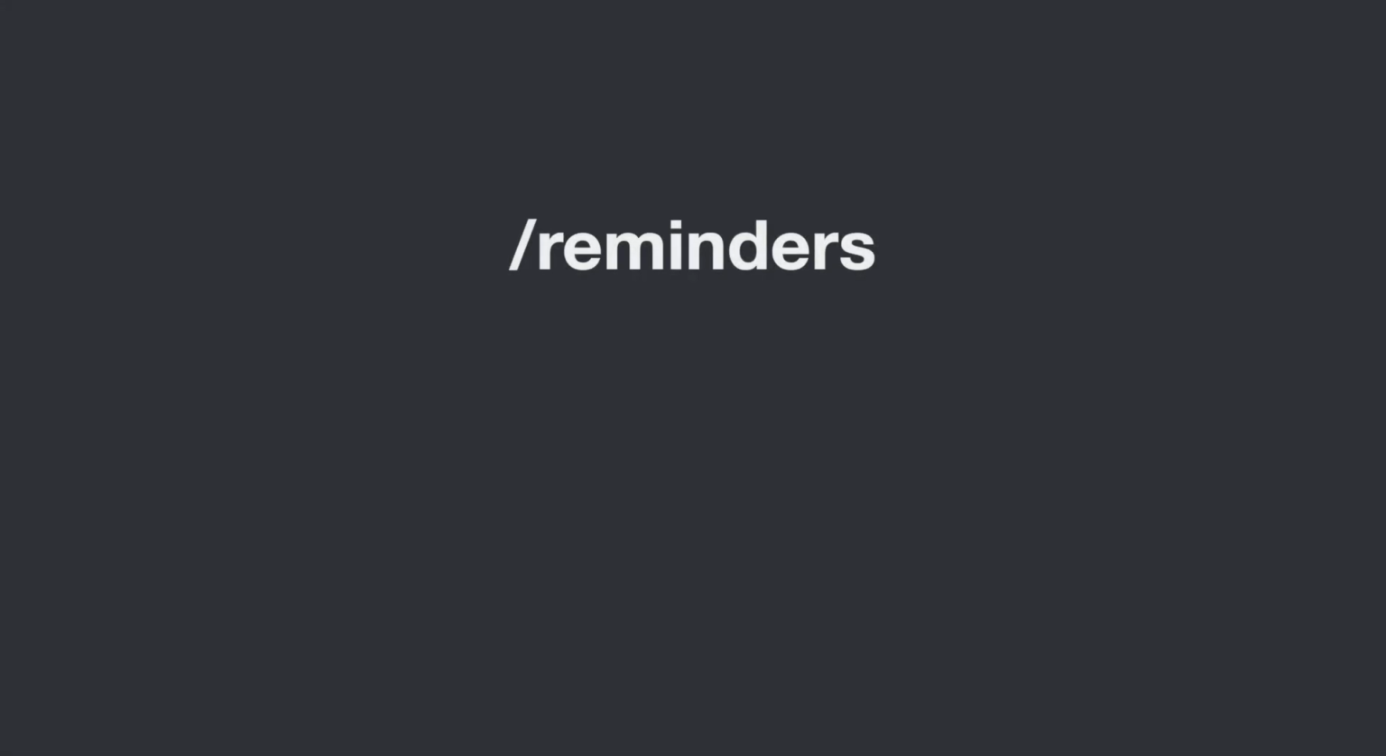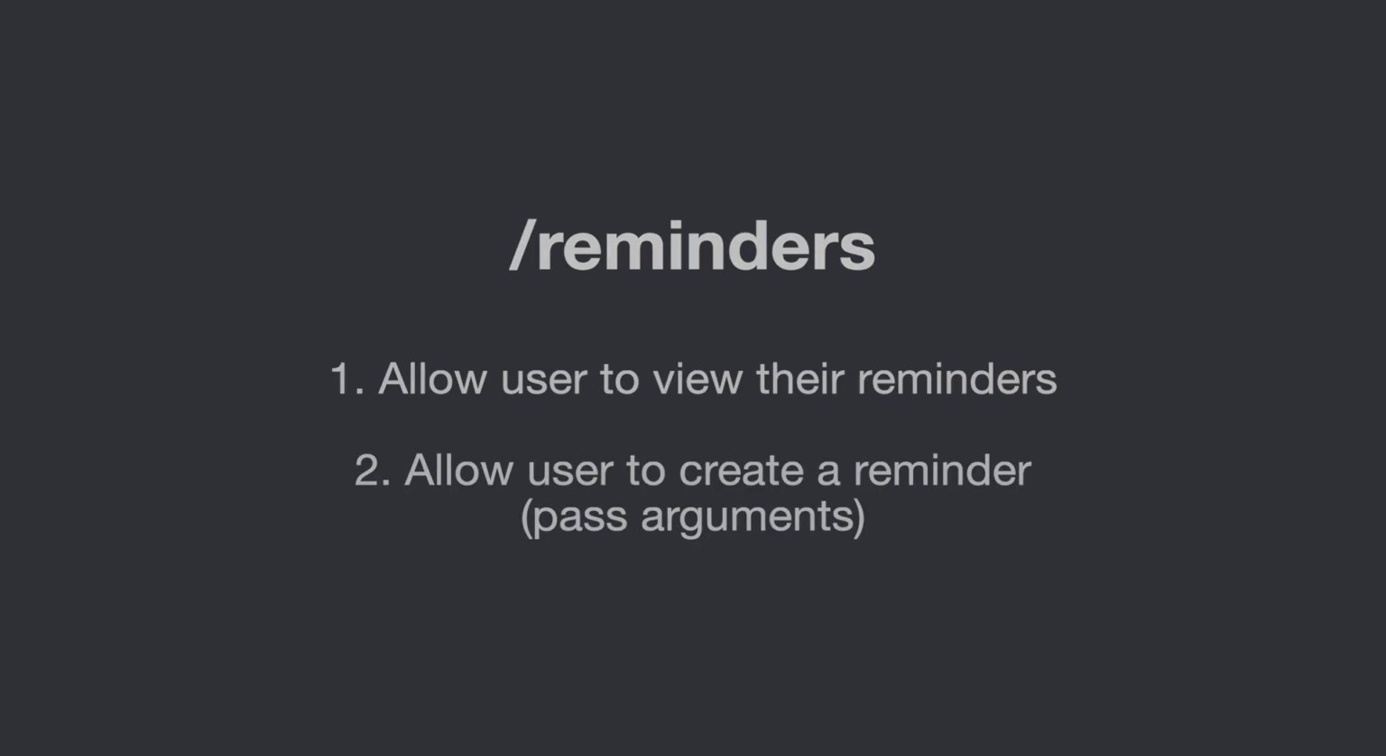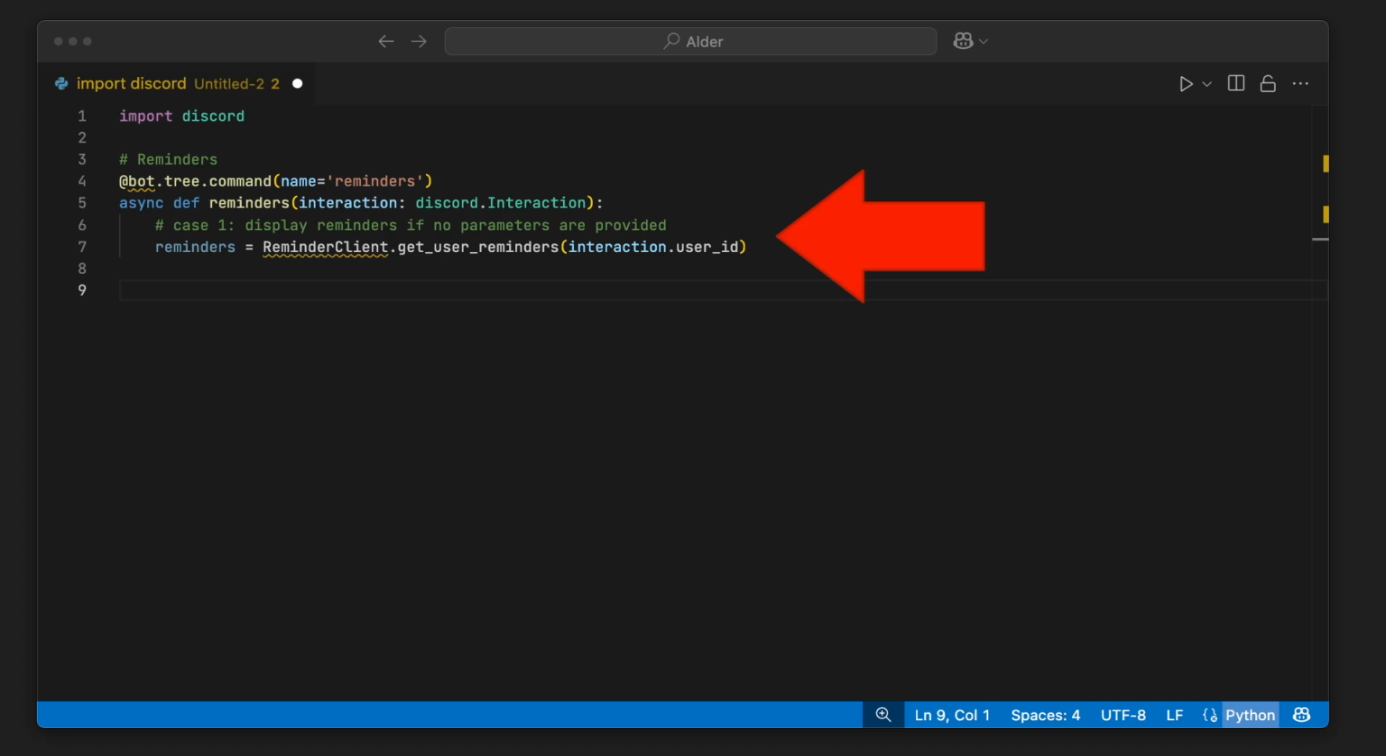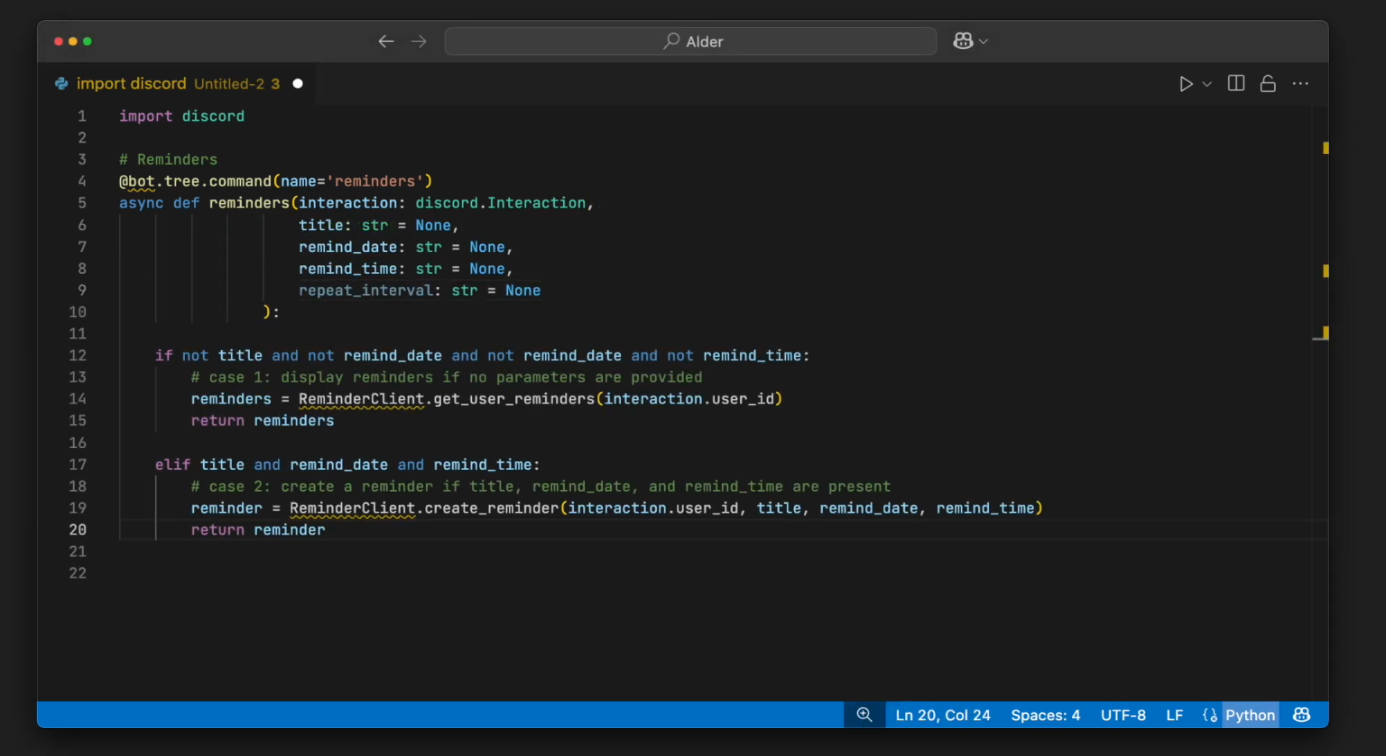I want the reminders command to accomplish two things: allow the user to view the reminders and allow the user to create a reminder. We'll create a separate command called delete reminder for handling deleting a reminder. To allow our reminders command to accomplish both viewing and creating a reminder, we will define viewing reminders as simply calling the /reminders command and not providing any parameters to it. We'll consider creating a reminder by calling the /reminders command with parameters.